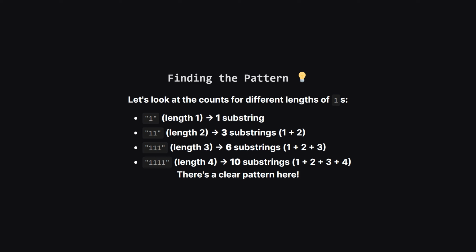If we write out the number of substrings for blocks of ones of different lengths, a really nice pattern emerges. For a single one, we get 1 substring. For 2 ones, we get 3. For 3 ones, we get 6. For 4, we get 10. You might recognize these. They're called triangular numbers. Each result is just the sum of all integers, from 1 up to the length of the block.